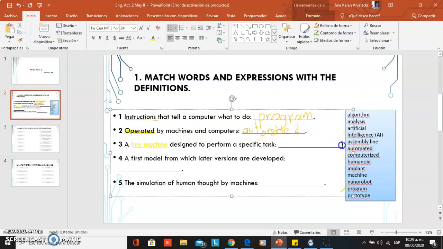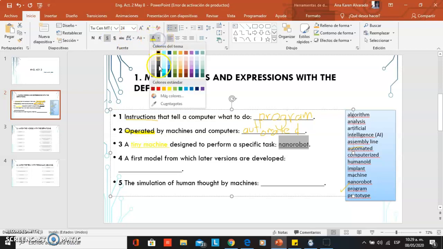Okay, what is the answer? Yes, you know what it is. It's very easy. It is nanorobot. Nanorobot. Okay, and then you can underline it, or you can put another color for the letters.